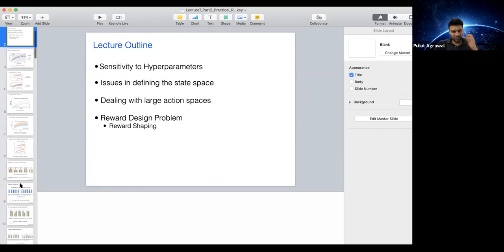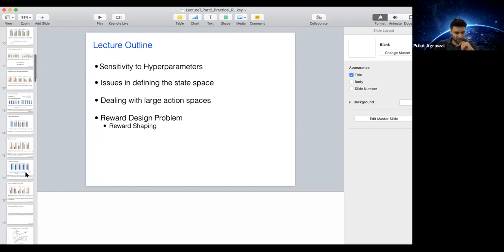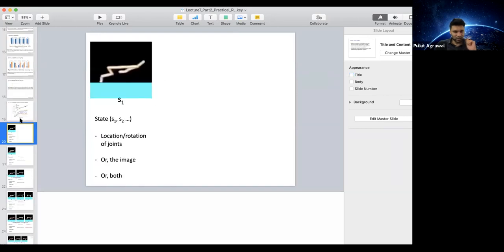So there were two parts of the practical RL lecture. We were only able to cover one part of it, which was sensitivity to hyperparameters. So now, I'll begin with the other part, which was issues in defining the state space, dealing with large action spaces, the reward design problem. And then I think we'll have some time to start going into some advanced deep learning architectures. So with that, I'll jump right to state space, action space definition, and then the reward design problem.